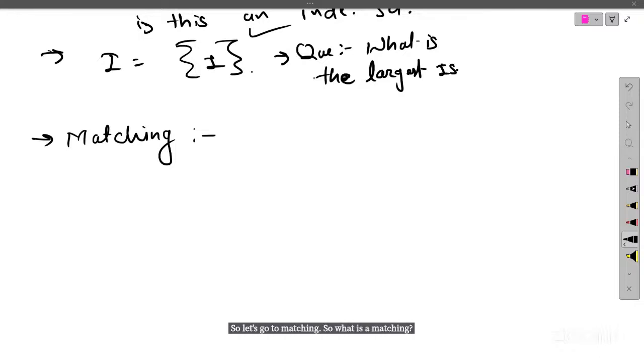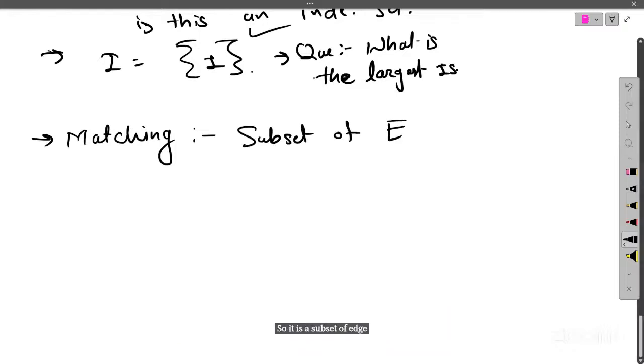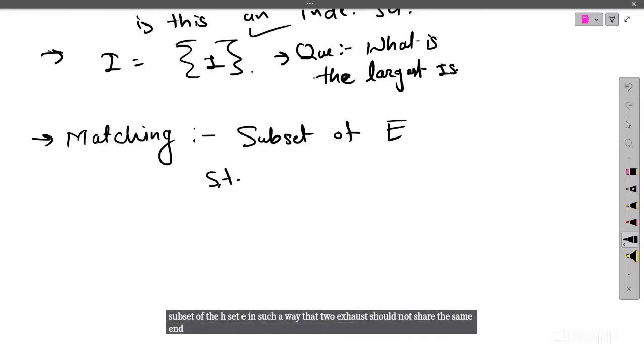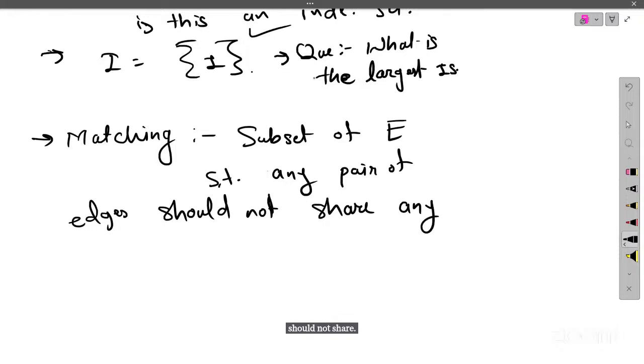So overall, we have taken independent set and vertex cover. Both of them are subsets of vertices, but a matching is a subset of the edge set. It is a subset of the edge set E, in such a way that any pair of edges should not share any common endpoint. Okay. So in a matching, we have to consider all those edges which are not sharing a common endpoint.